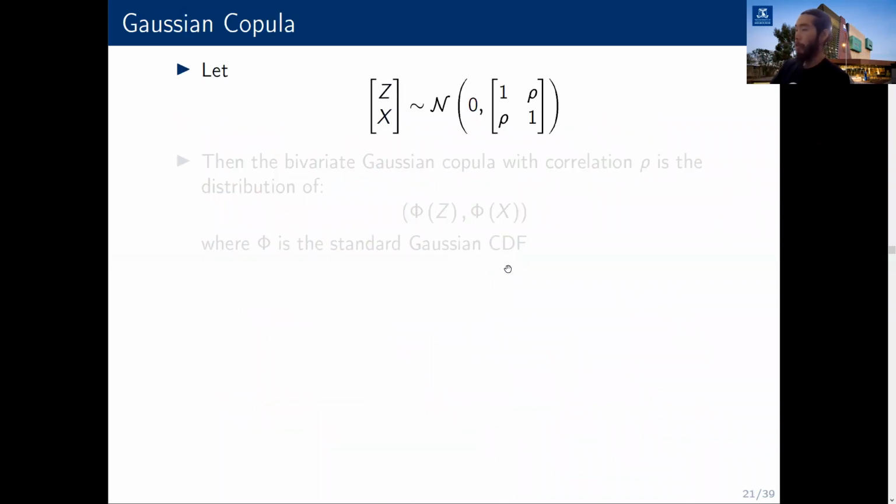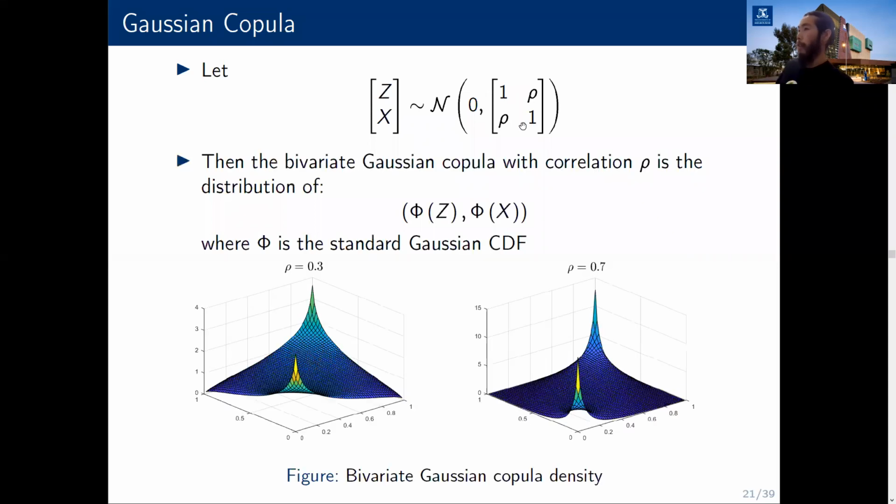So then to define a Gaussian copula, if we have this joint Gaussian here with standard Gaussian marginals and some correlation rho, we can define the bivariate Gaussian copula as the distribution of this here, where phi is your standard Gaussian CDF. And this here is just an illustration of what the copula density looks like for different values of your correlation.